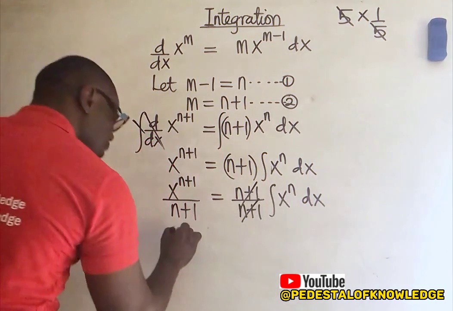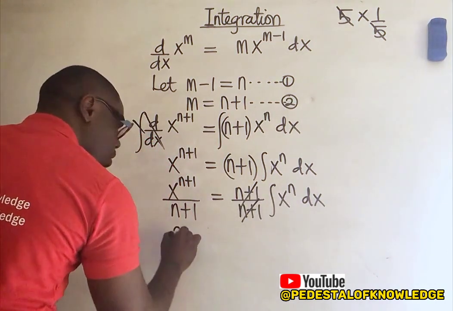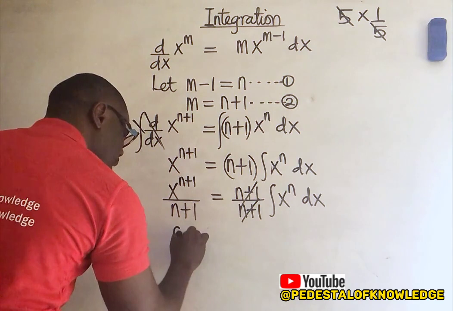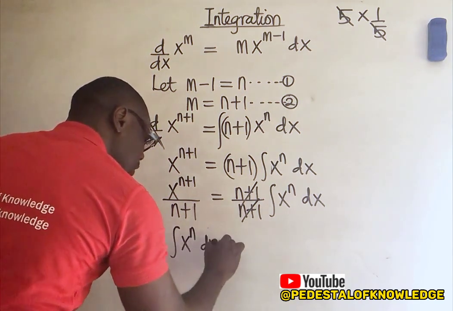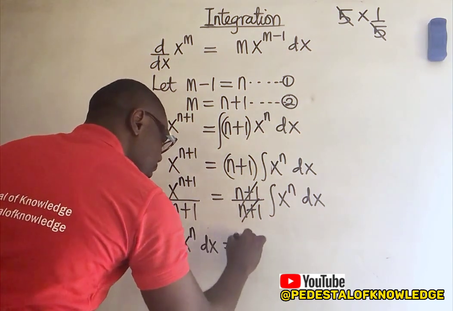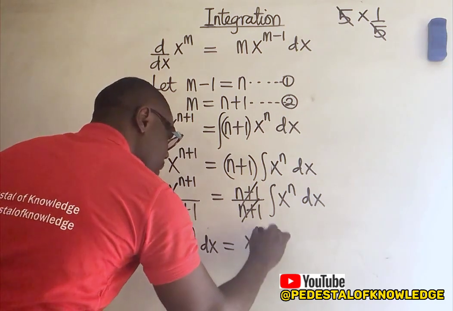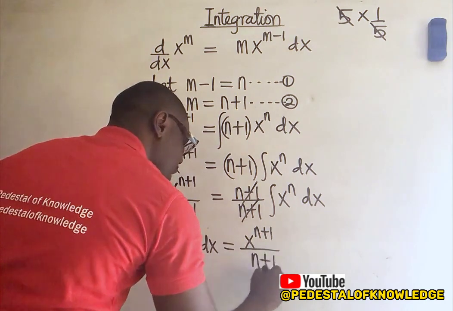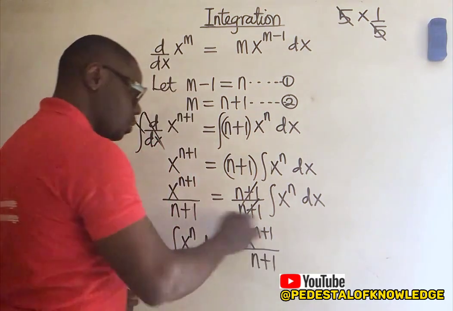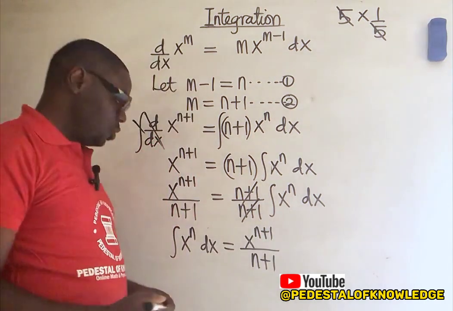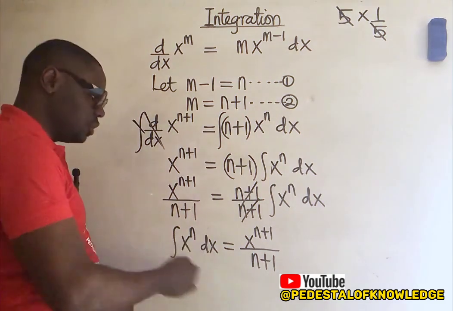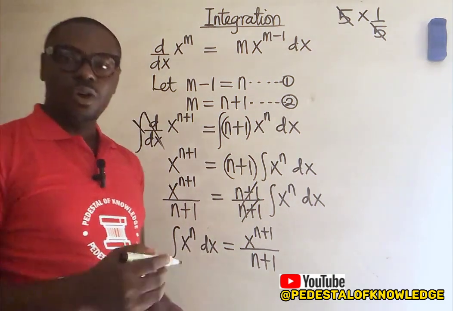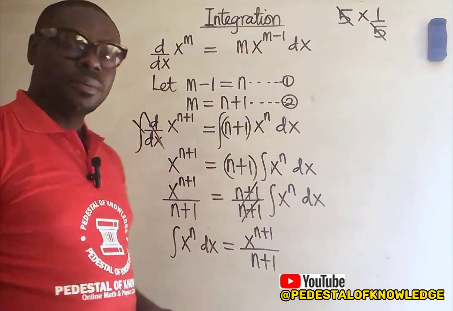All right, now we cancel n plus 1. So we are now left with the integral of x raised to power n dx is equal to x raised to power n plus 1 divided by n plus 1. And this is the general rule of integration. So it is very clear from this equation that integration is the opposite of differentiation.